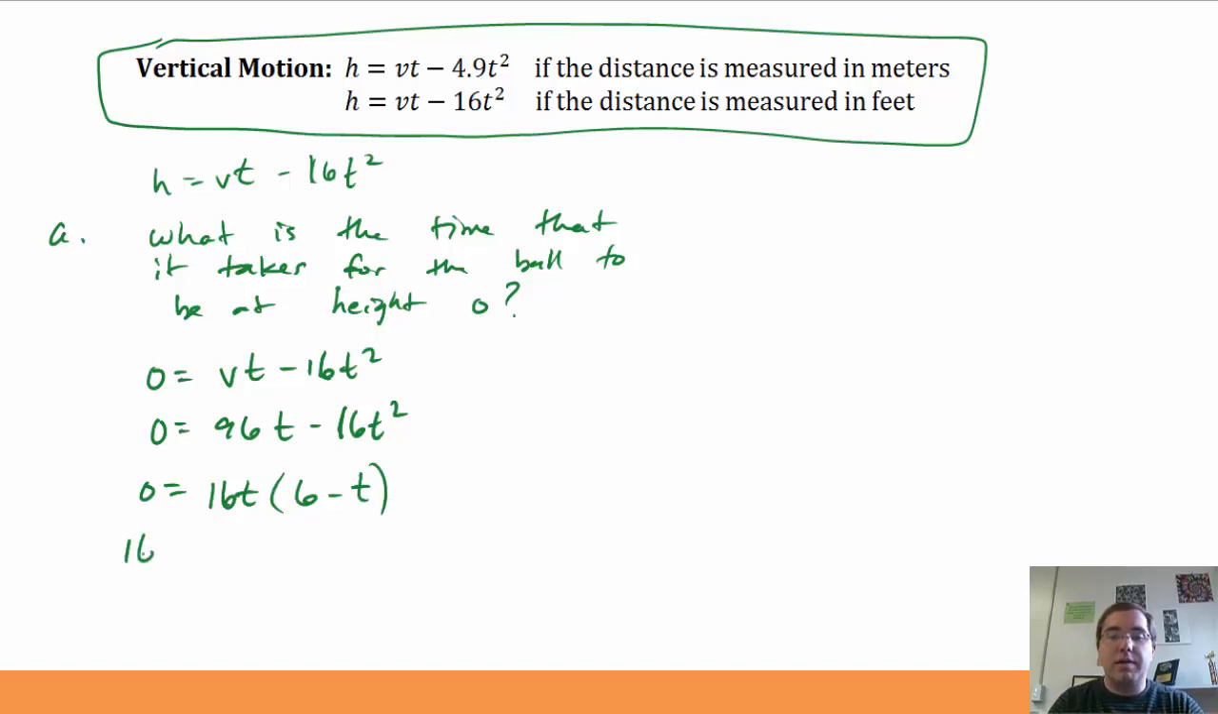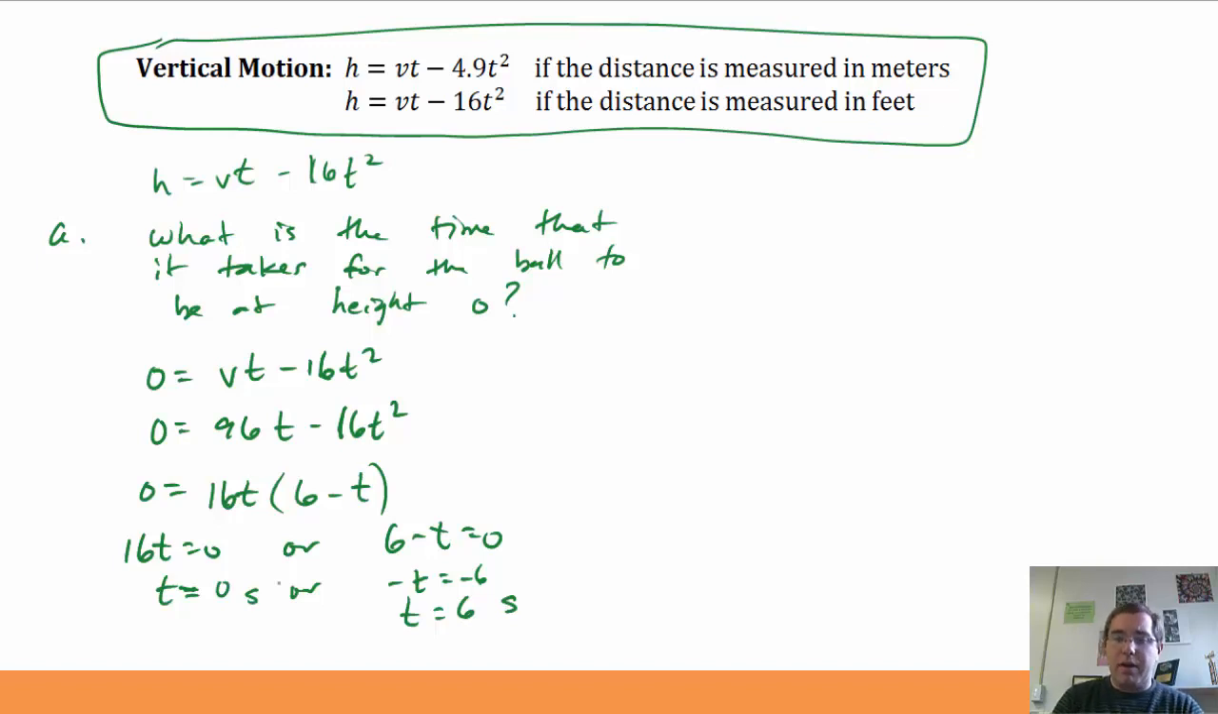Now we've got two things that multiply together to be 0, so 16t equals 0, or 6 minus t equals 0. If 16t equals 0, you divide both sides by 16, that means t equals 0 divided by 16, which is just 0. Or if 6 minus t equals 0, that means negative t equals negative 6, so t equals 6. t here is measured in seconds because our speed was in feet per second, so this is 6 seconds and 0 seconds.